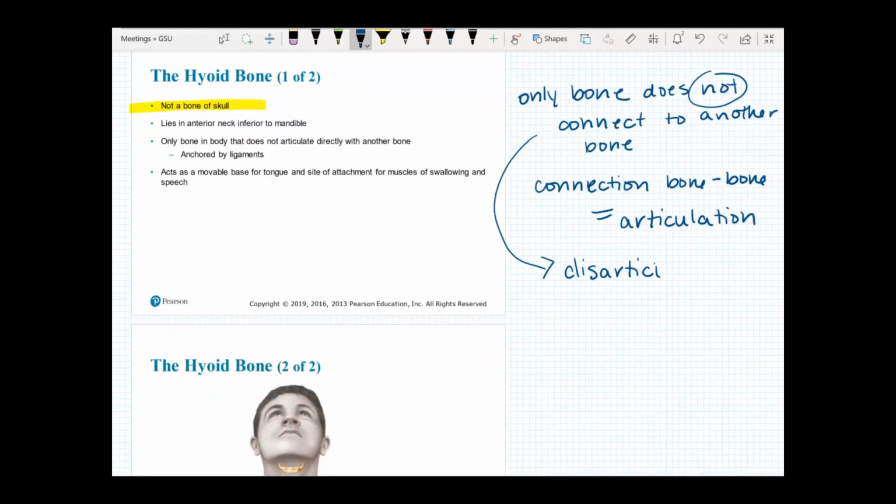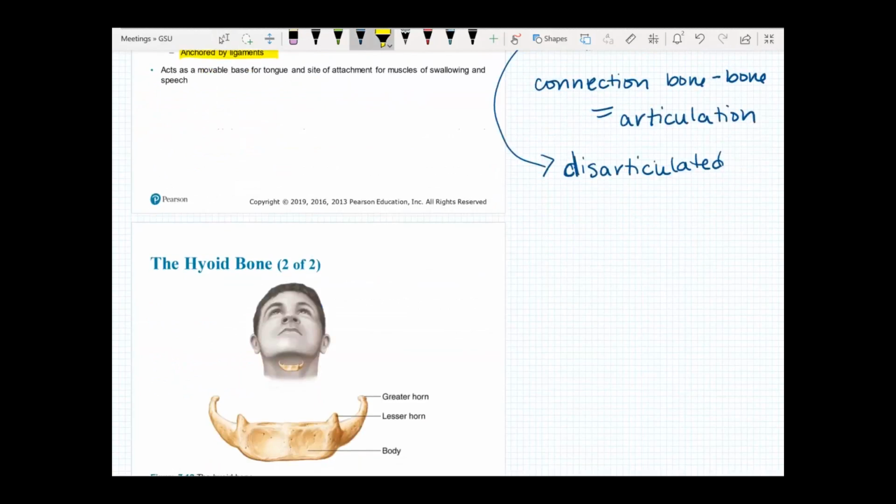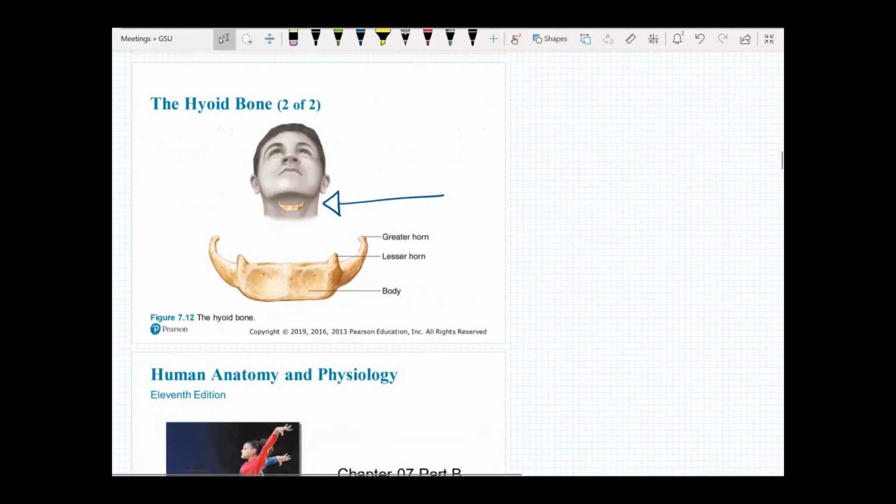When we do not have that articulation, it is essentially a disarticulated bone. So your hyoid bone is a disarticulated bone, meaning it does not connect to any other bone, which is very, very cool. Ligaments keep it in place. It will be found right here in your neck. It's where your muscles for swallowing and speech, the backside of your tongue, will actually connect. So that's where your hyoid bone is. Okay, so that's covering the first part of the axial skeleton.